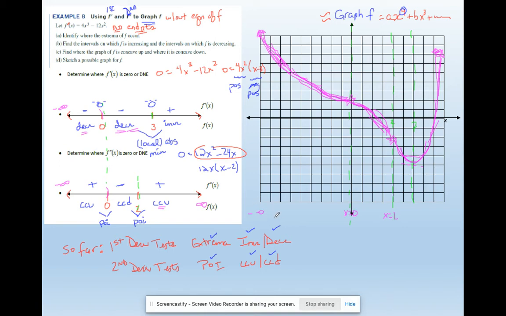And more importantly, a grader can see from your number line work that you were able to correspond negative infinity to 0, what was happening from both your first and second derivative. Decreasing, concave up. Between 0 and 2, decreasing, concave down. Between 2 and 3, still decreasing, but concave up. From 3 to infinity, increasing, concave up.